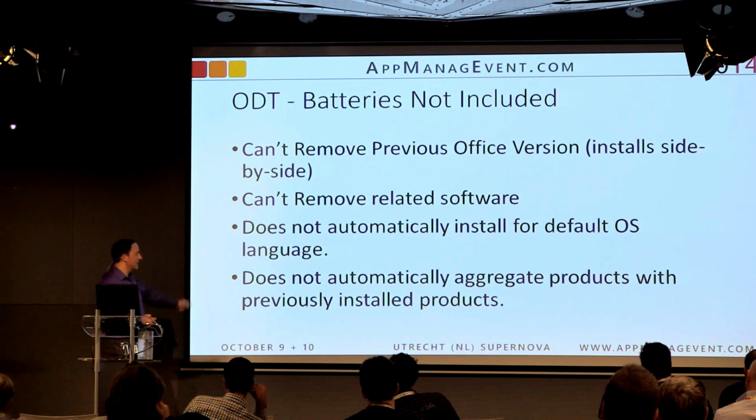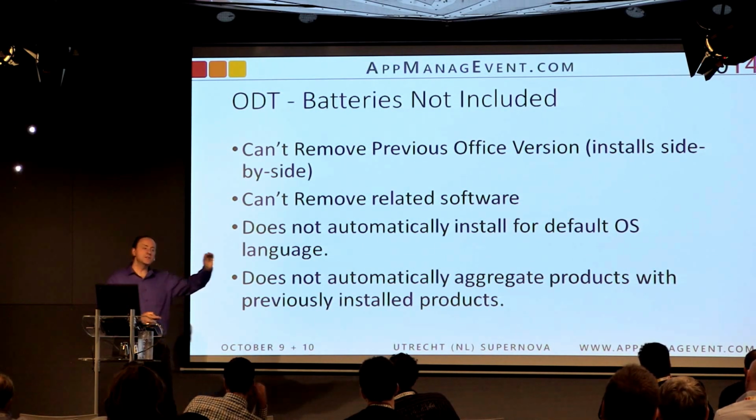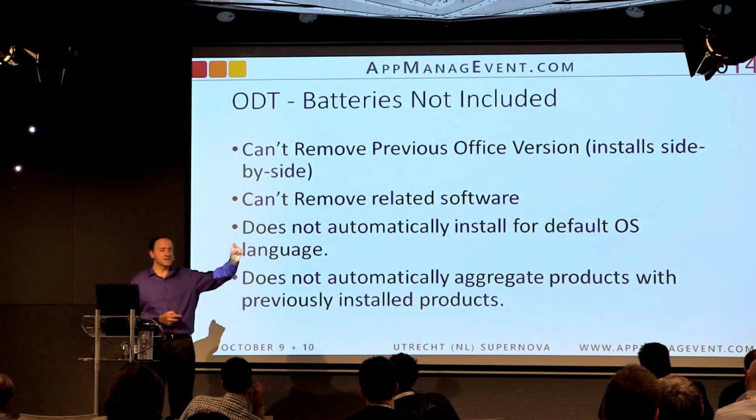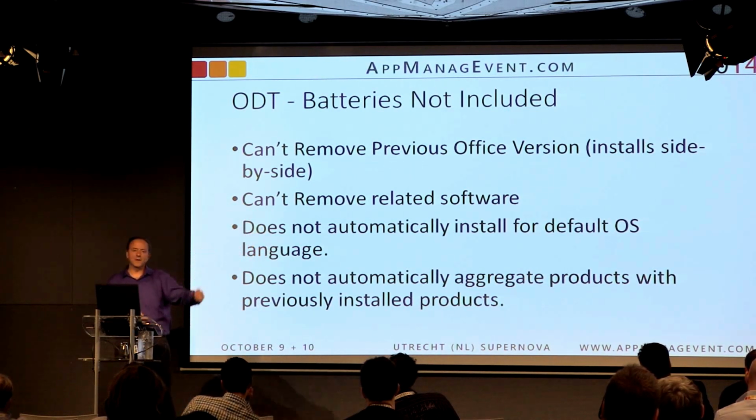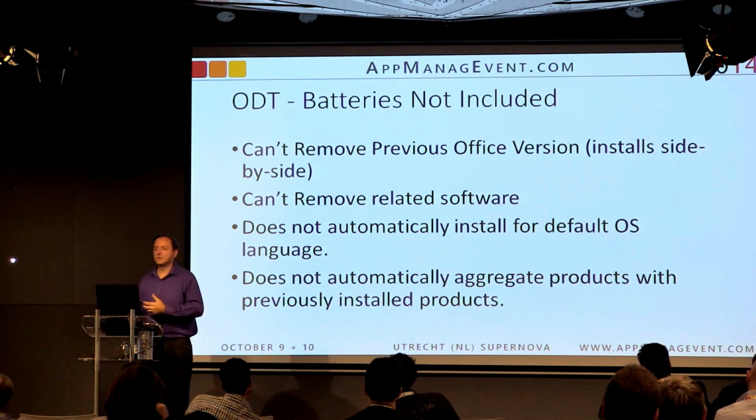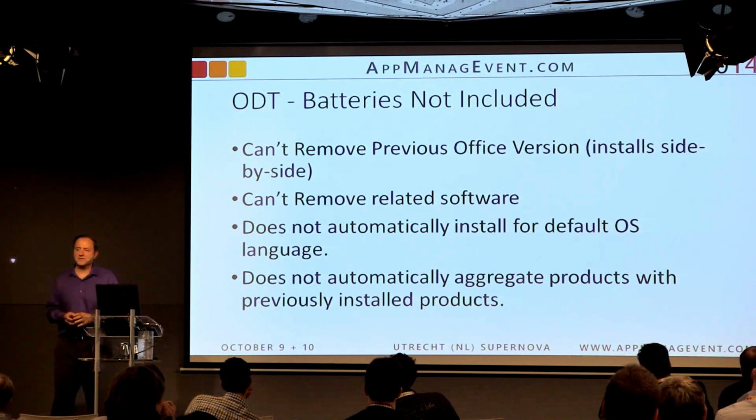It does not automatically install for the default OS language. You can do this with Office 2013 MSI. You can say install US English and match the shell UI, whatever that is. If it's German, then put also the German pack on and make it the default. You can't do that with Click-to-Run. You have to sense yourself, oh, this machine has German as the UI of the OS, so I'm going to install the German language pack in addition to English, maybe, if that's your standard. I just always install English.